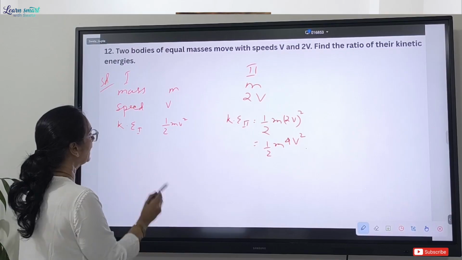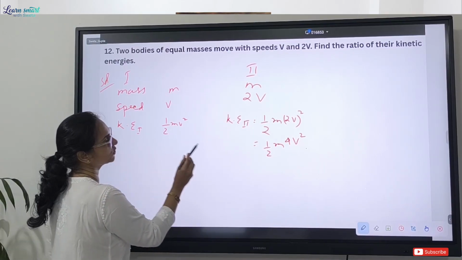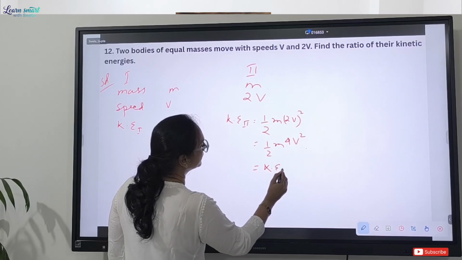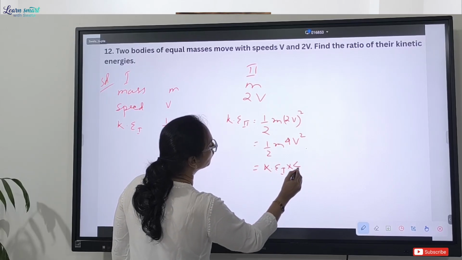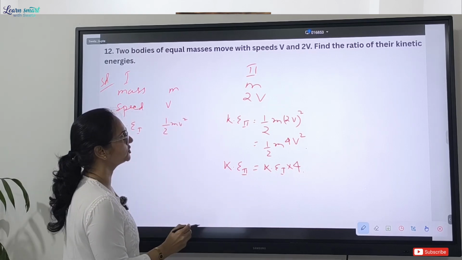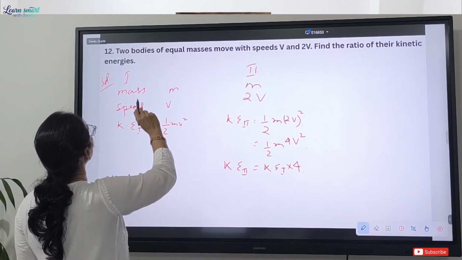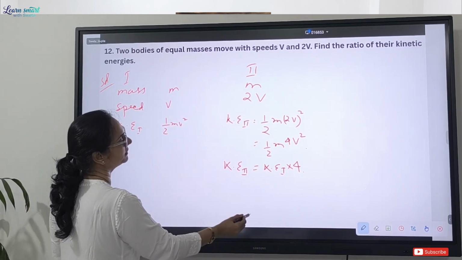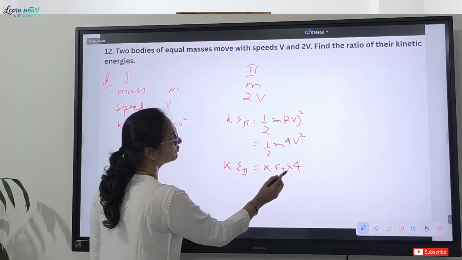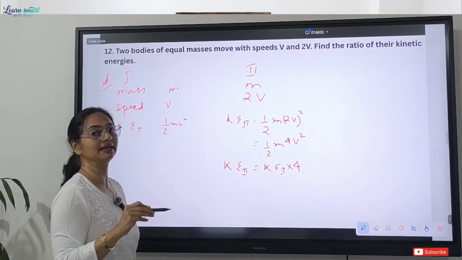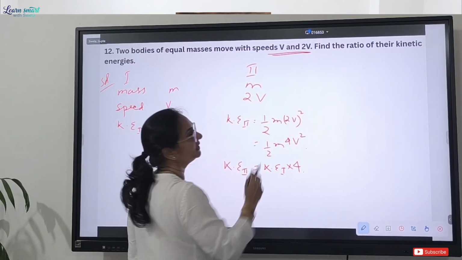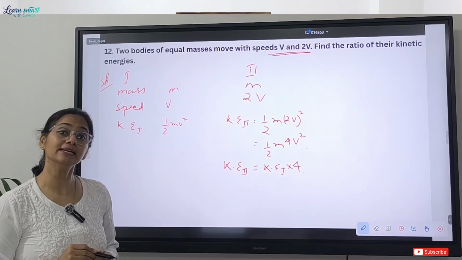So again look, kinetic energy 1 is half m v square. So we can write half m v square as kinetic energy 1, and the new kinetic energy is kinetic energy 1 into 4. This means that when the speed of the body is doubled, the kinetic energy will become 4 times. So the new kinetic energy is 4 times the original kinetic energy when the velocity is doubled from v to 2v. Okay, let's see the next question.